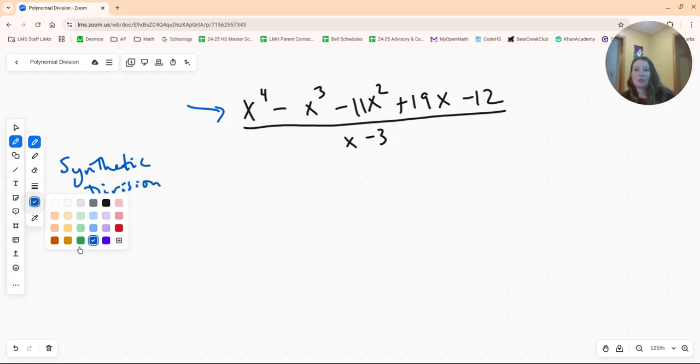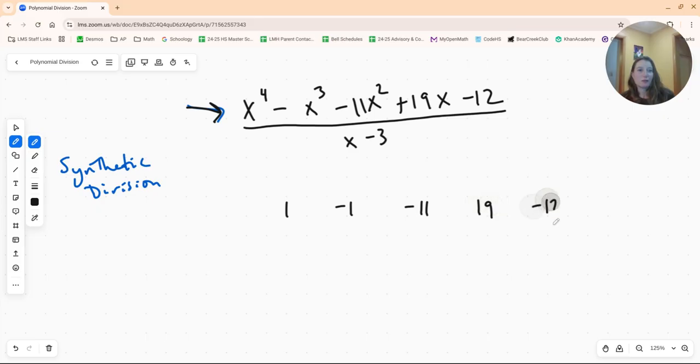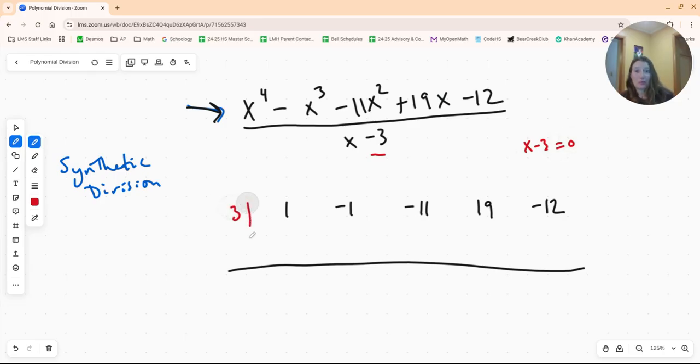I'm going to take the coefficients of my polynomial that is on the top. I'm just going to write them here: 1, -1, -11, 19, -12. Just the coefficients. I'm going to give myself a bar down here. I'm going to take my root on the bottom. So not necessarily the number that I see, but I'm imagining what is the root? What makes that denominator equal to 0? In this case, that's the number 3. I'm going to put that up here in a little box. He's going to be my multiplier. I'm going to use him a lot.